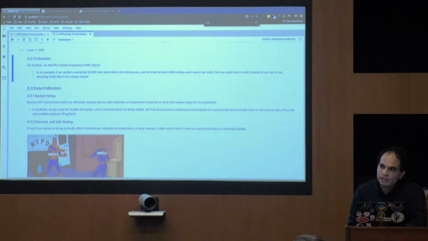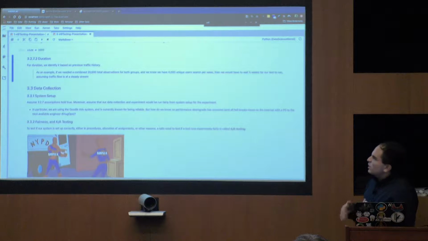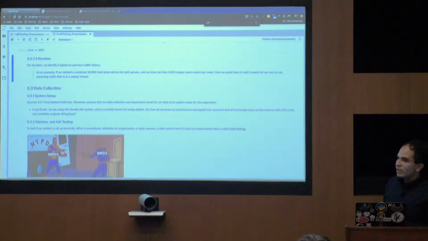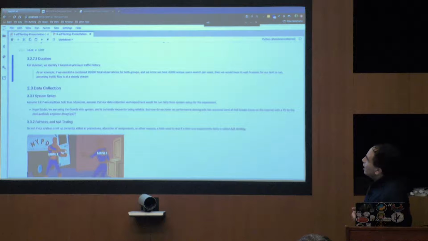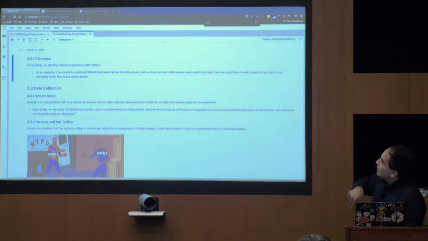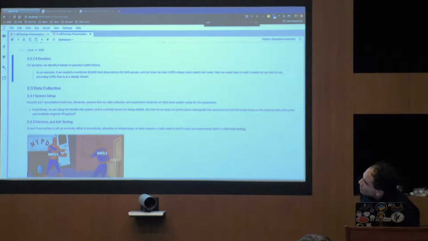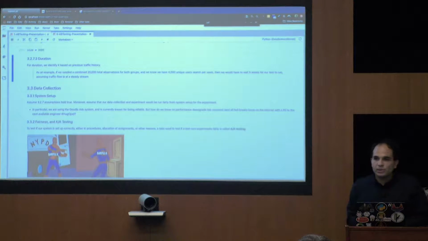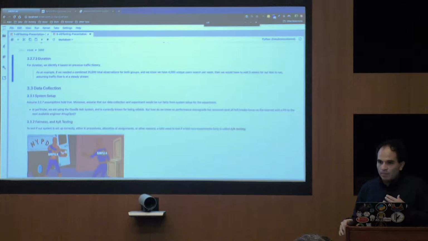And then understand that within going through the A/B test, your duration matters. Say we have 20,000 observations between both groups, and we know that 4,000 unique users typically flow in per week within the system. We would have to wait 5 weeks for our test to run, assuming traffic flow is a steady stream for the campaigns being exposed to users.